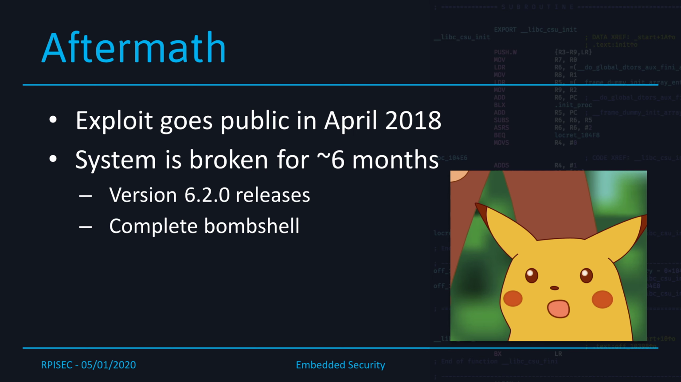So we have this exploit, and it goes public in like April 2018. I think it gets leaked. Basically, a ton of people had this exploit. Everyone who glitched it saw it because it's just this very, very simple exploit. User-controlled memcopy on top of the stack. And the system is publicly broken for 6 months with no patch in sight. Everything's going great. And then version 6.2.0 releases, and almost everyone was completely unprepared for that. Shocked Pikachu face, it's a complete bombshell.